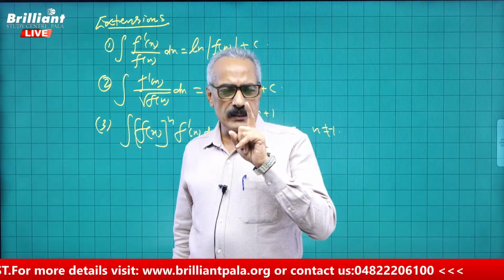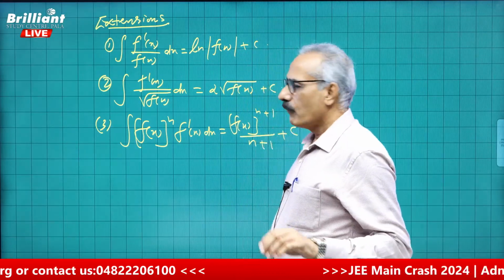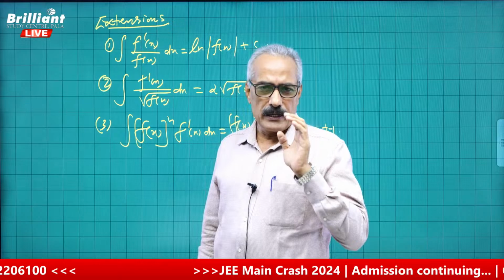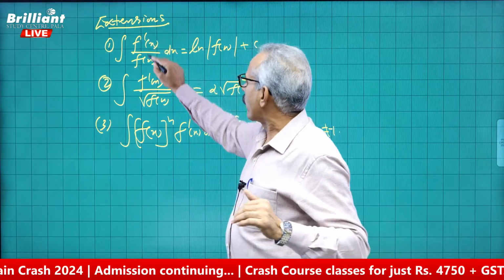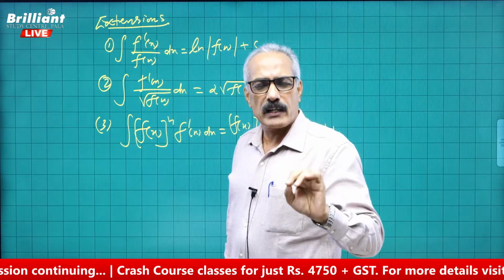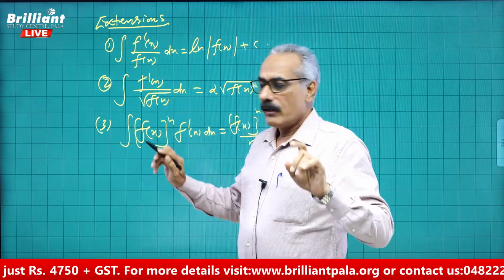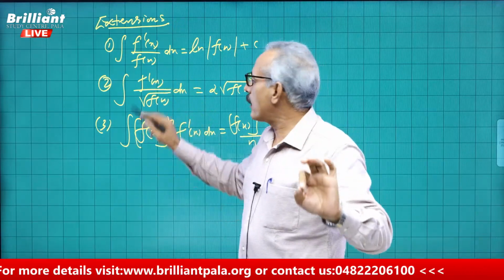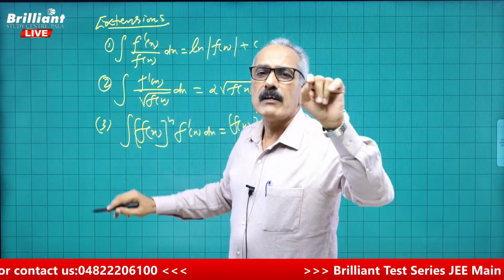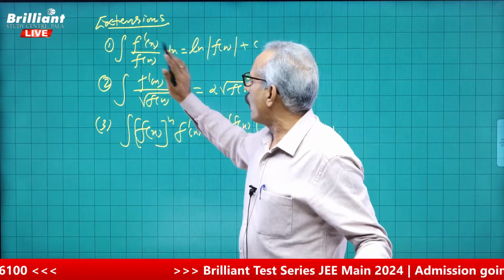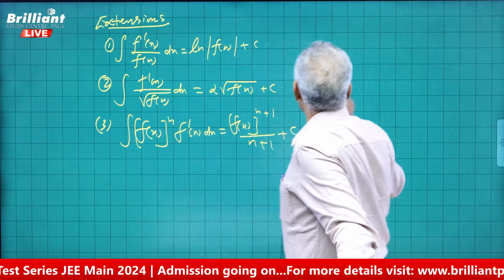So the first and foremost point which you have to remember is this. Whenever your integrand is a quotient, there is a numerator as well as a denominator. First check whether the numerator is the derivative of the denominator. First check whether the derivative of the denominator is the numerator. F dash x by f x. Answer, logarithm of this.